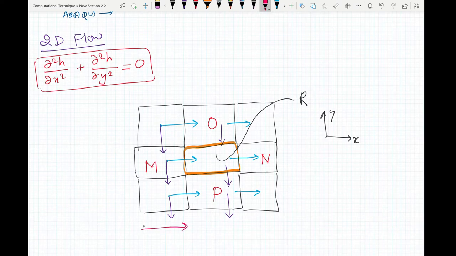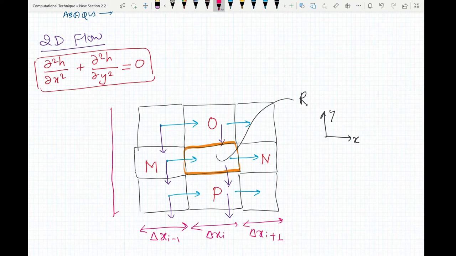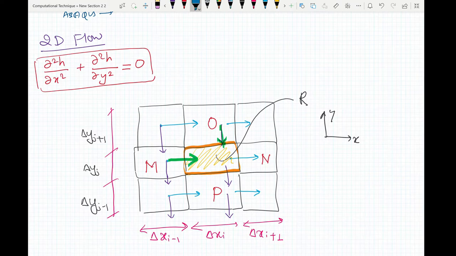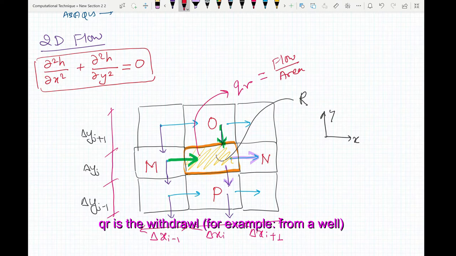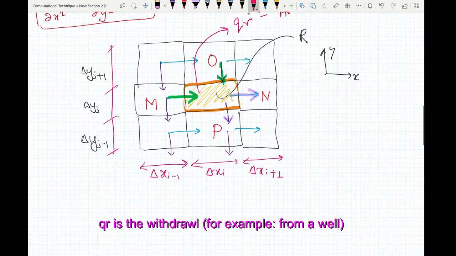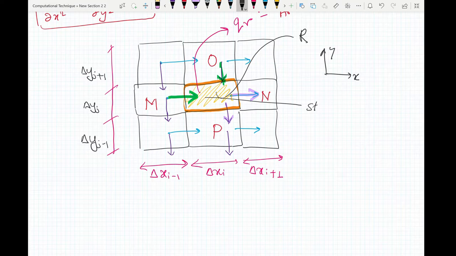And let us say that this distance here is delta x i minus 1. This is delta x i, delta x i plus 1. This is in the y direction. In this area, you can see that the water inflows from M and from O, and the water outflows to N and to P. And let's say from this grid block we are taking out some water at a rate of QR, and let's say some water stays here, and this is the storage.